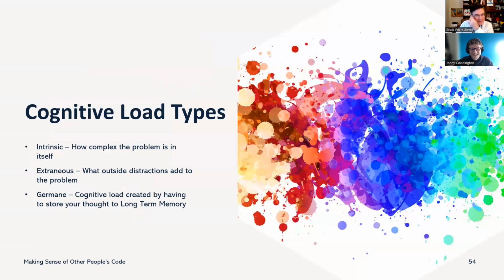Sorry about that. Okay, so there's three types of cognitive load. You've got your intrinsic load, which is just how complex the problem is in and of itself. Then you've got your extraneous load, which is the other distractions from outside the problem that make it harder to understand. And then the germane load is the cognitive load created by taking this information and cramming it into your long-term memory.